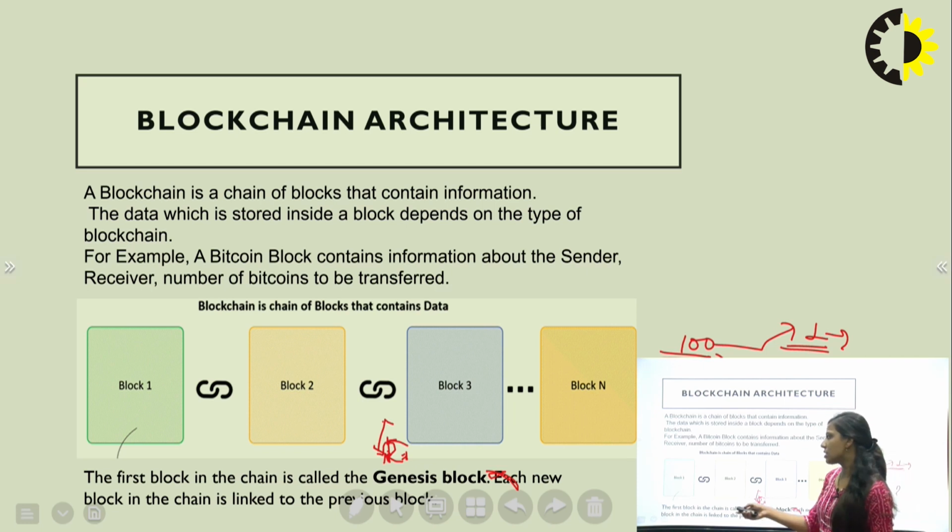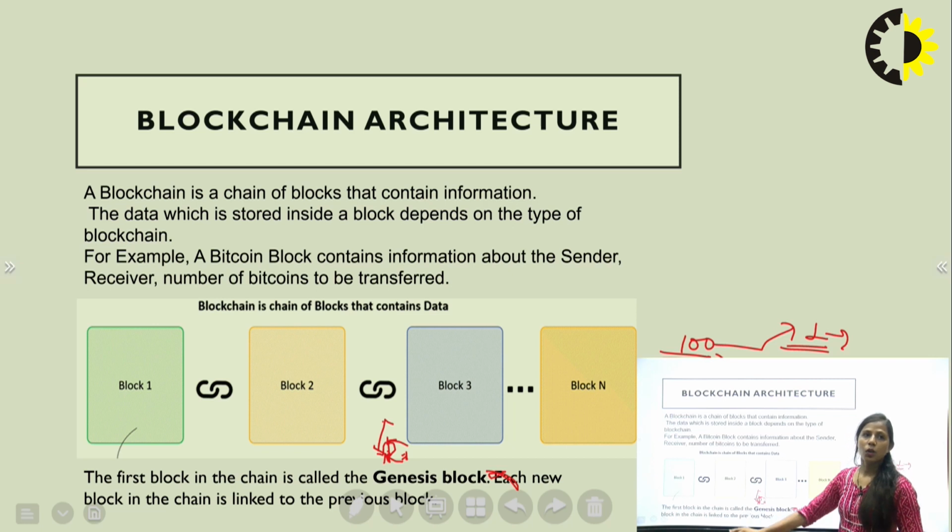So this is the series of blocks, in which we have information related to the particular technology. If we take the example of Bitcoin, it will have information regarding Bitcoin. If we take the example of a banking system, then we have the details of a transaction. It depends on the information we are going to store in that particular technology.